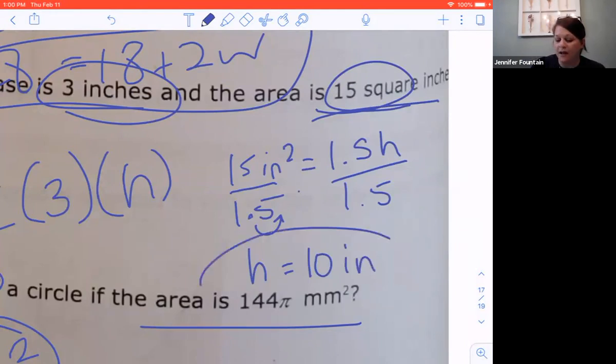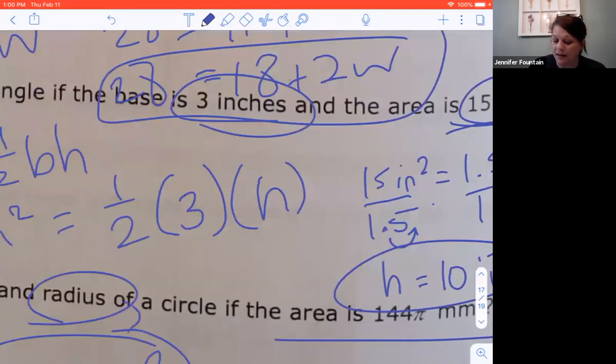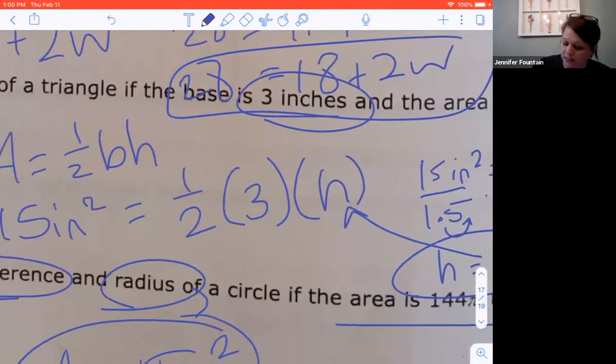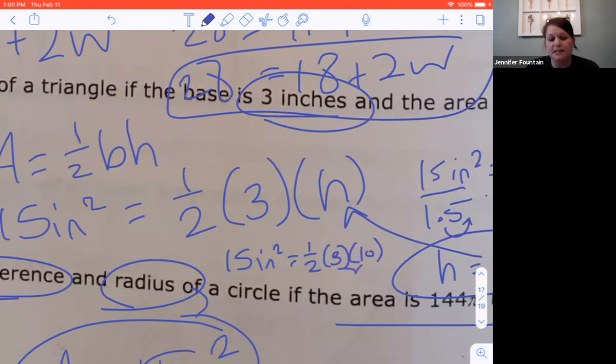Now, once I have found my number, I can always try to plug it in to check and say, does that make it true? So I just found out that h was 10. So if I were to plug this in and have 15 inches squared is equal to 1/2 times 3 times 10. Well, 3 times 10 is 30. Half of 30 is 15. So I see that I have found the right answer.